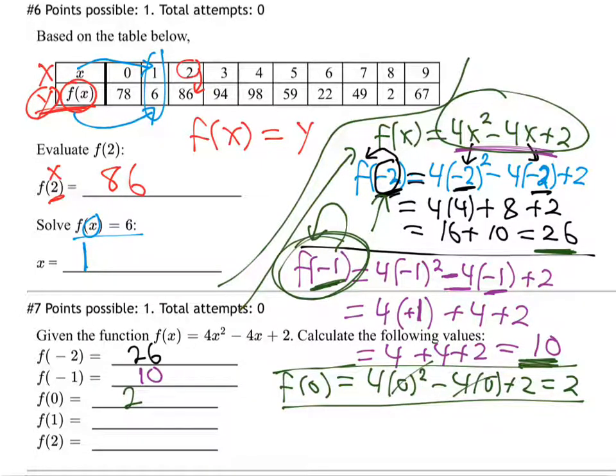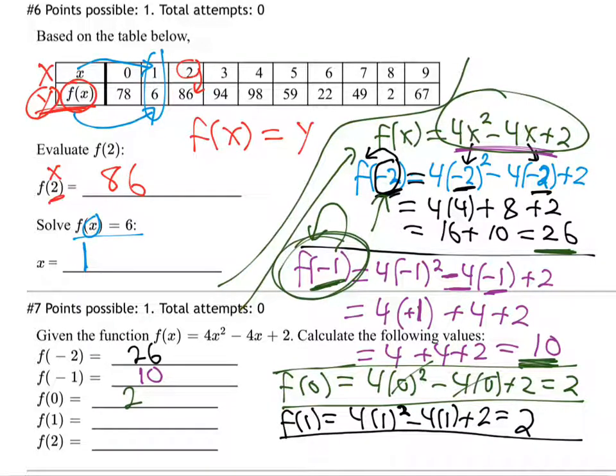Now let's put 1 into this toaster. F of 1, then just work that out on your calculator. I think it's going to be 2 again, isn't it? Yeah, because 4 minus 4 is 0, plus 2 is 2. So that's 2. Last one, put a 2 into the toaster. And you get 4 times 2. Oh, is that what it is? Yeah, good job following that pattern. Yeah, that sounds right.